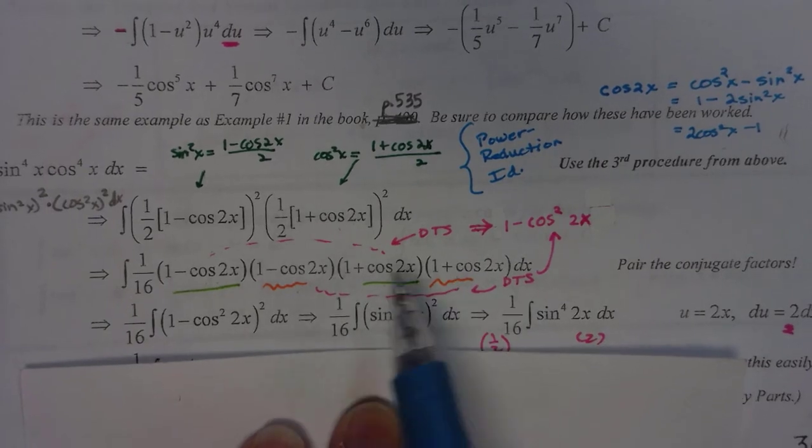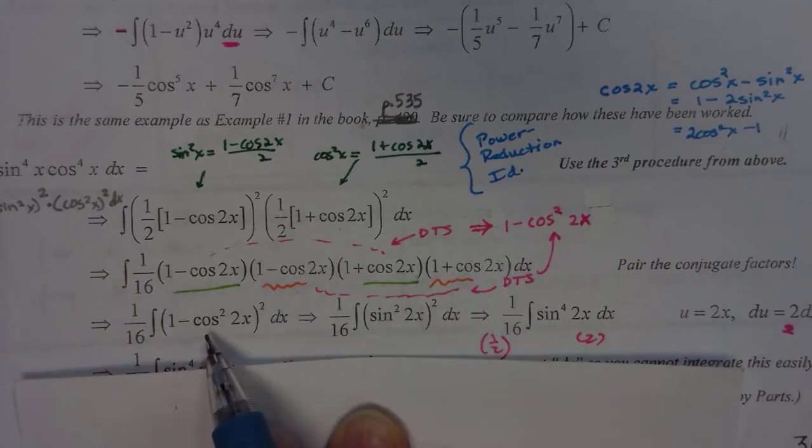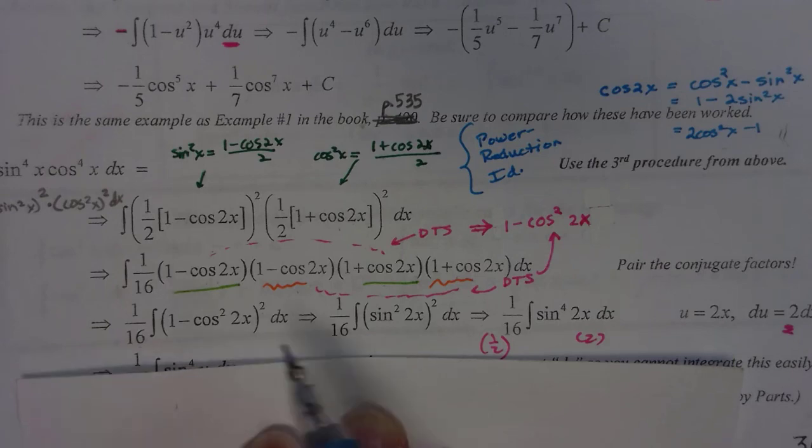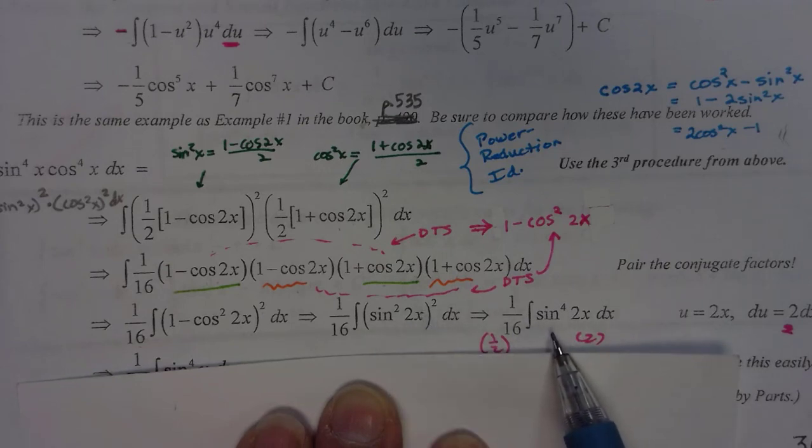So now 1/16 comes out. This gives me 1 minus cosine squared of 2x, squared. Now what do I know about 1 minus cosine squared of 2x? It's sine squared of 2x. And now I have 1/16, and squaring sine squared makes it sine fourth.